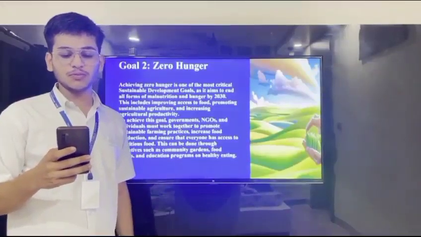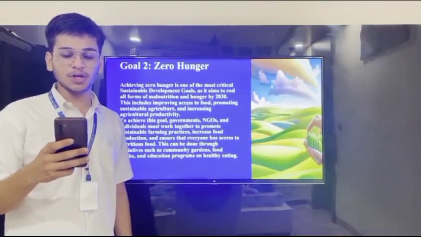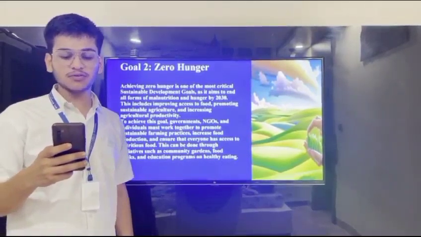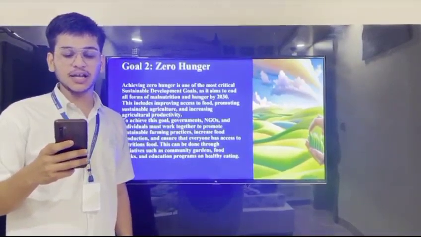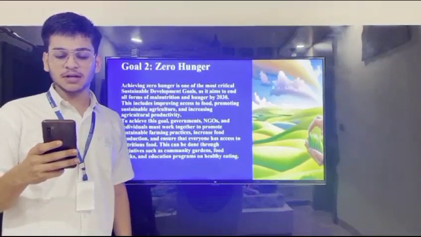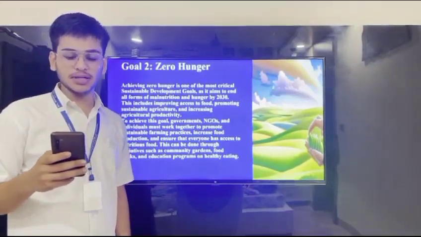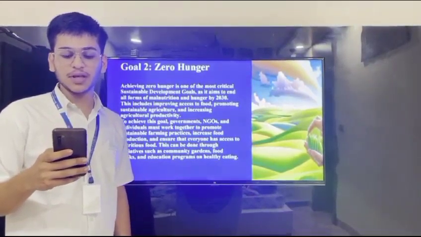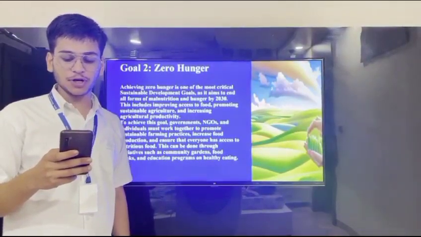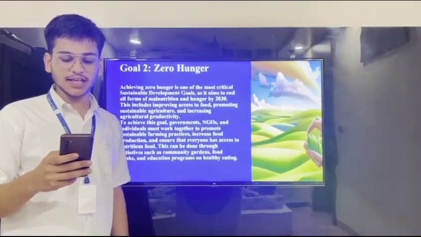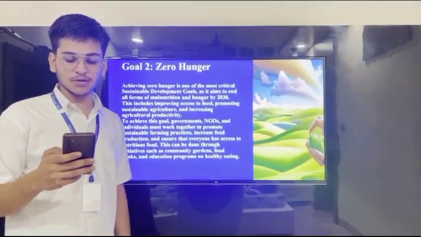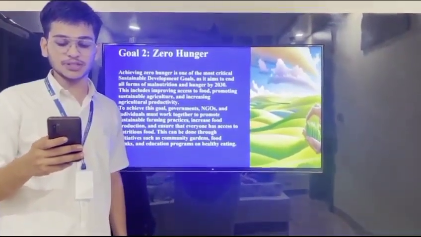Now, goal 2, which is one of the most important Sustainable Development Goals, is to abolish all types of malnutrition and hunger by 2030. This entails enhancing food accessibility, encouraging environmentally friendly agriculture, and raising agricultural productivity. Governments, NGOs, and individuals must collaborate in order to advance sustainable funding, boost food production, and guarantee that everyone has access to wholesome food.